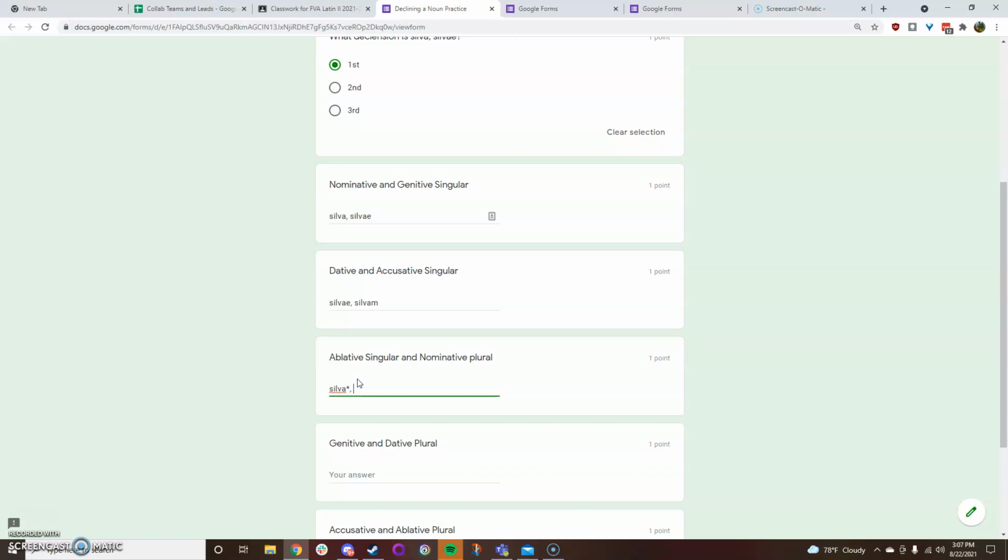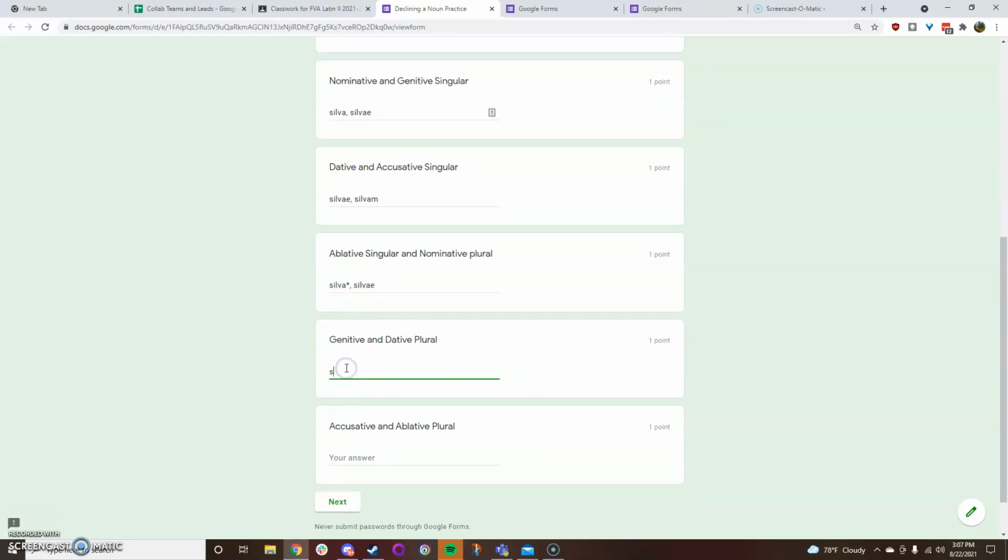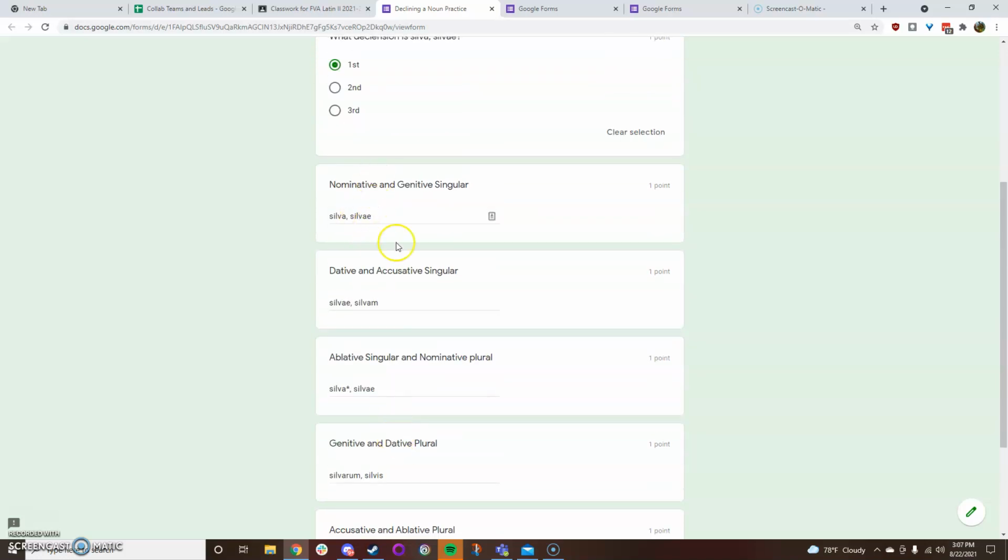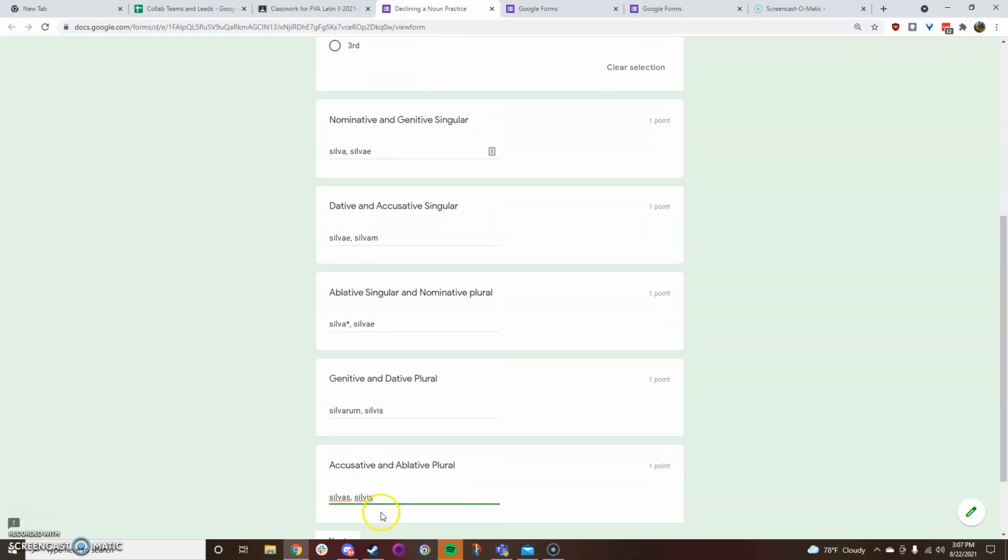Then you're going to give the nominative plural, which is also silvae, silv arum for the genitive, silvarum, and silvis, accusative and ablative plural, silvas, silvis. And I'm just getting those by following the declension chart. AE, arum, is, as, is. Boom.